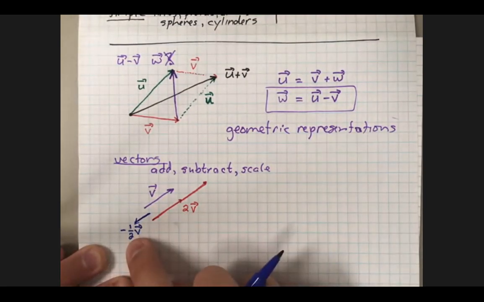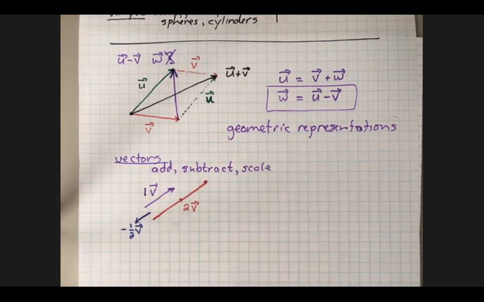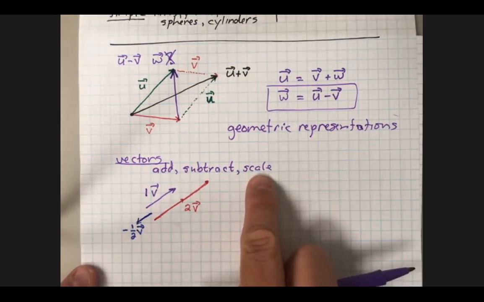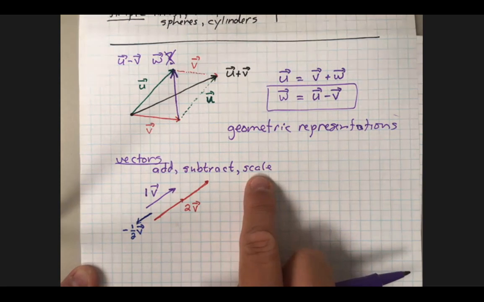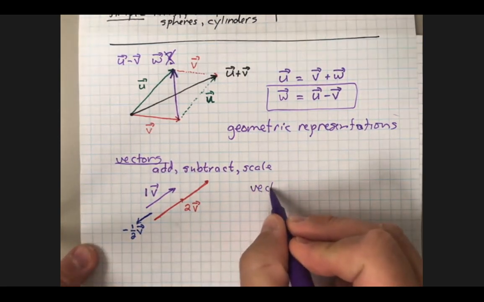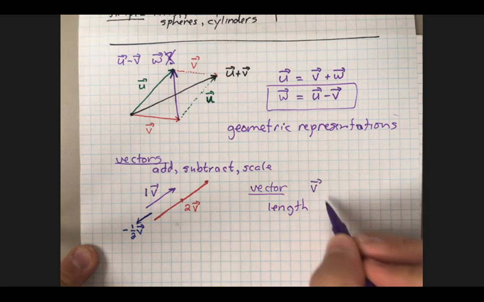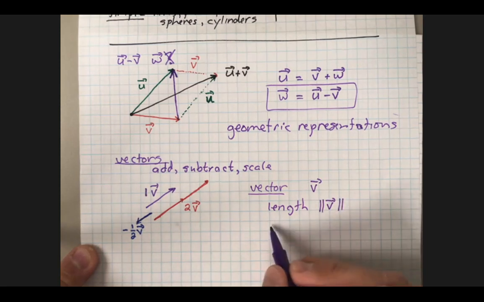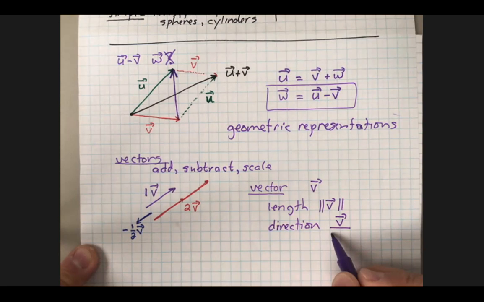The number in front, the 2, the minus 1/2, is called a scalar. I mean, I could say that V is equal to 1V if you like. So I can add, subtract, and scaling is just a fancy way of saying stretch or shrink, but I'm not going to tell you which. You can scale by 2, you can scale by minus 1/2. Scaling is stretching or shrinking, or in this context, changing the direction. So I can stretch or shrink, or I can change the direction. I have for every vector a length and a direction, which we defined to be the vector divided by its magnitude.